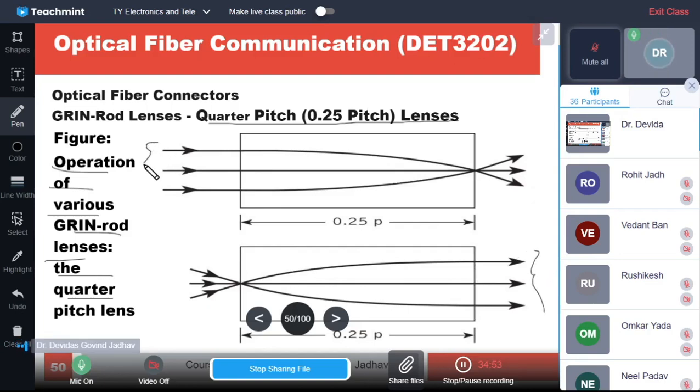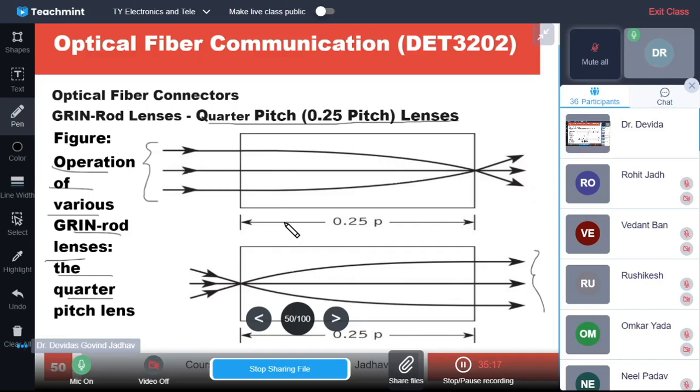Also, if a collimated beam is given as the input to the lens having the same 0.25 pitch, that collimated beam will travel sinusoidally and become a focused beam. So this will focus at the focal point, which is again on the surface. So focal points are always on the surface.